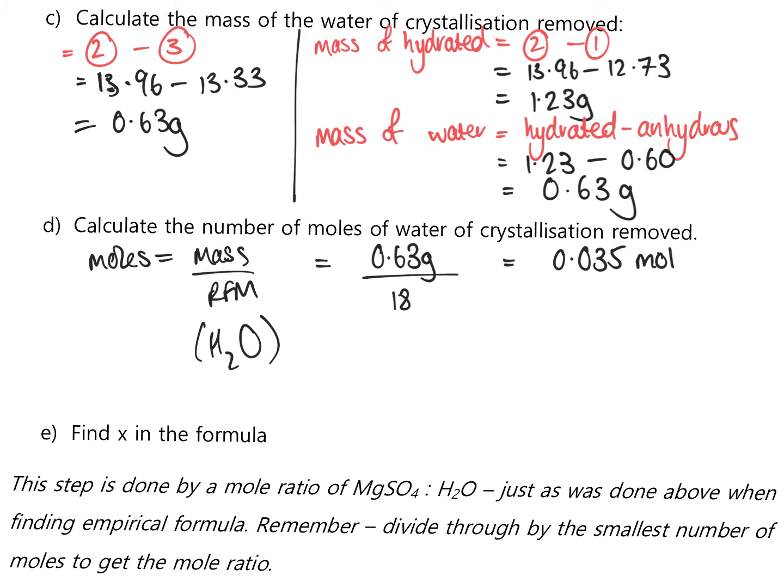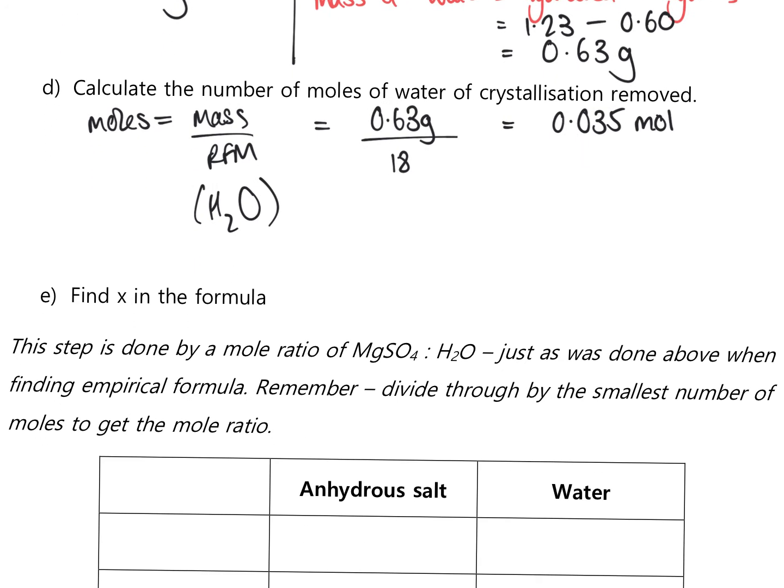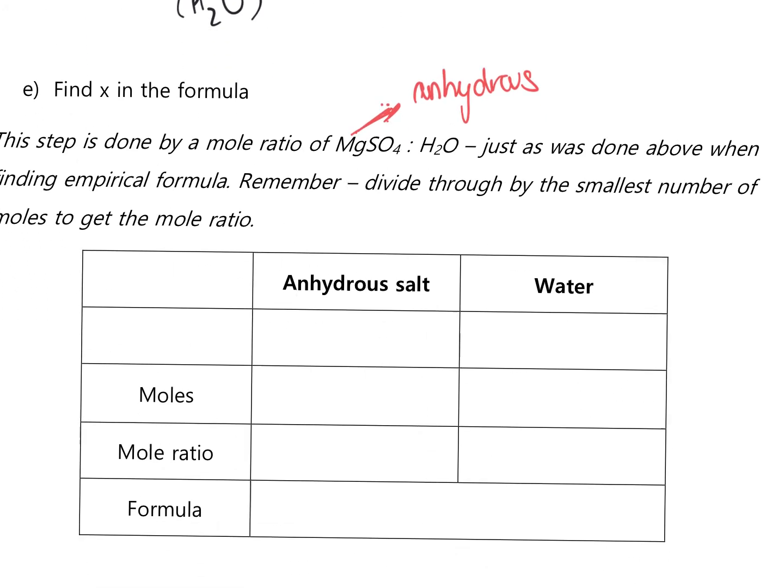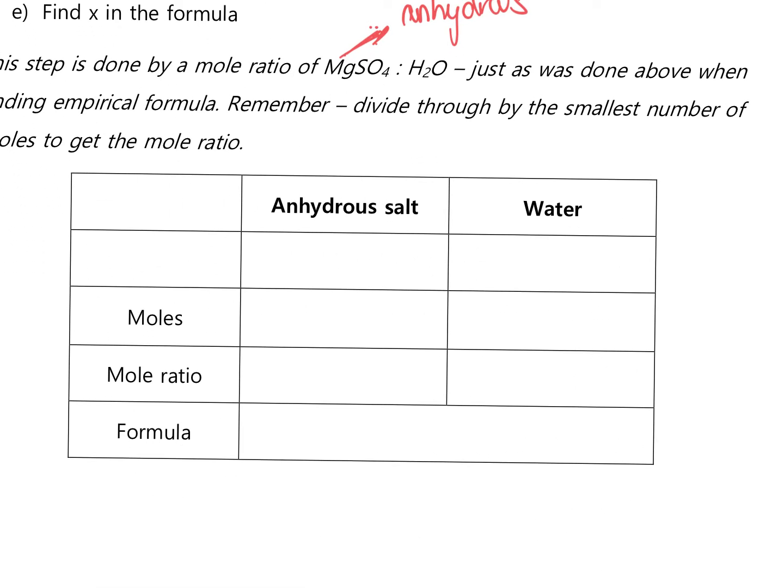And what we're doing at this point is finding X in the formula, and we do that by finding a mole ratio of magnesium sulfate, the anhydrous, to the water. And if you want to put that in, it's always going to be your anhydrous moles to your moles of water. Okay, so let's have a look, and this is pretty much identical to what we were doing with the empirical formula ratios. So the anhydrous salt, let me write the formula in here. That's MgSO4, and that's to water.